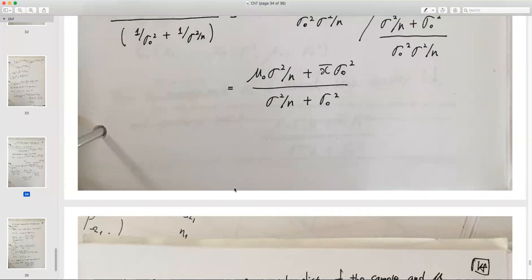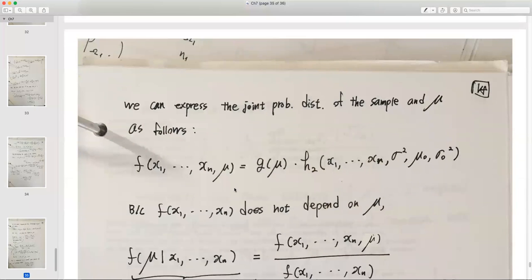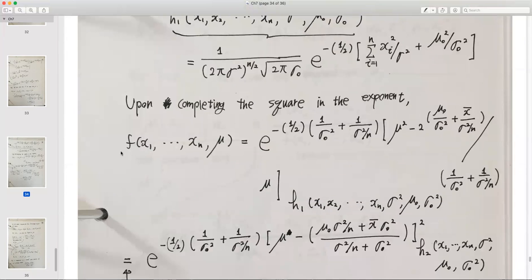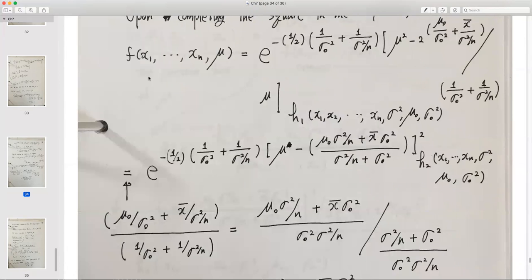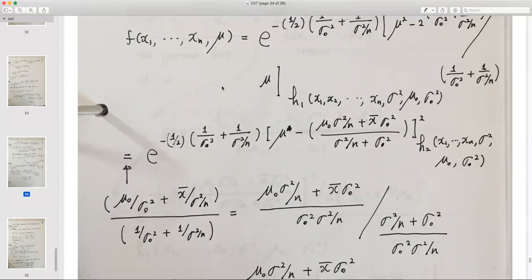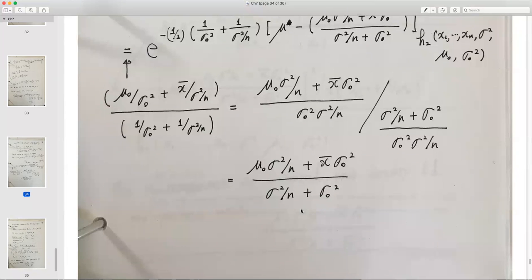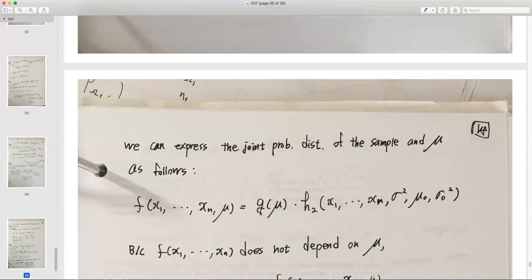Right. Okay. So you see here, like this, a function of mu times h of x1 to xn, sigma square, mu0, sigma0 square. How come? The joint probability distribution of the sample and mu, which is this, right? Which is what we got here. You see the f, this one. We got this one. It turns out that this one was this. Okay, but as you can see, there is no mu. Mu is not involved. So it means that the joint probability distribution of the sample and mu can be expressed as a function depending on the sample, sigma square, mu0, sigma0 square, and then times a certain function of mu.